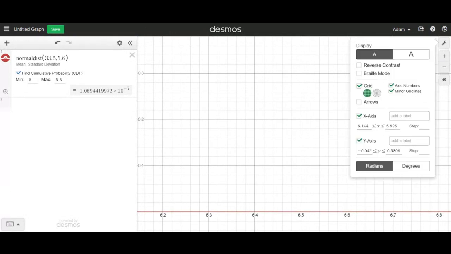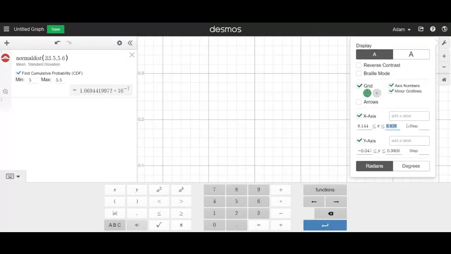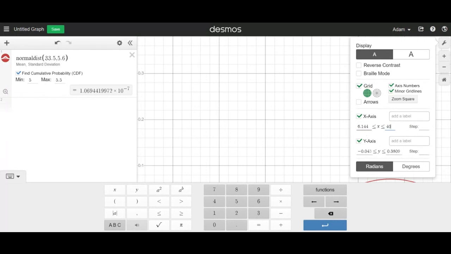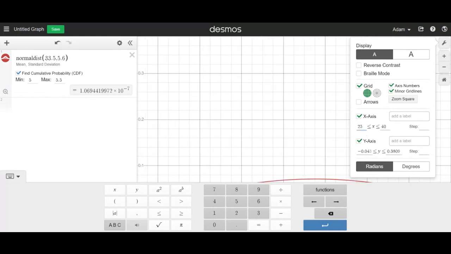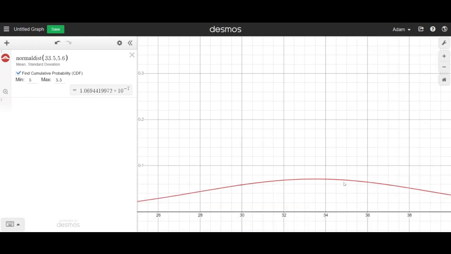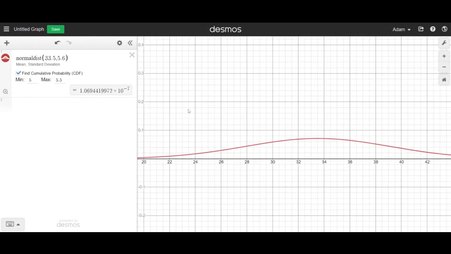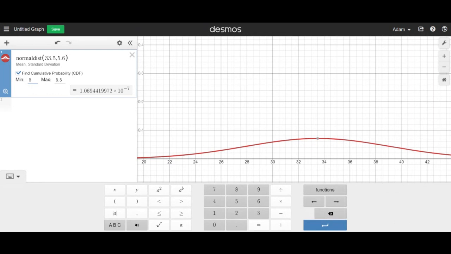Graph settings, right? In graph settings, you could change it. So we have 40 to 25. How about that? There we go. See? So now we want to go less than 30. So we leave minimum blank and we type in 30. Is the area to the left, and this is the number we get.